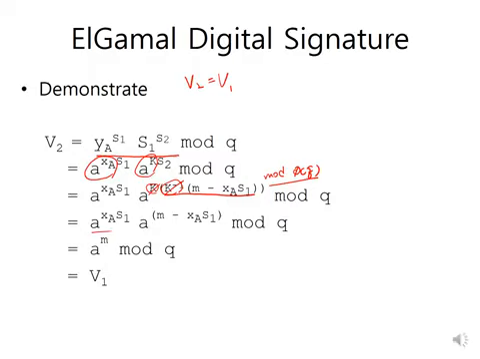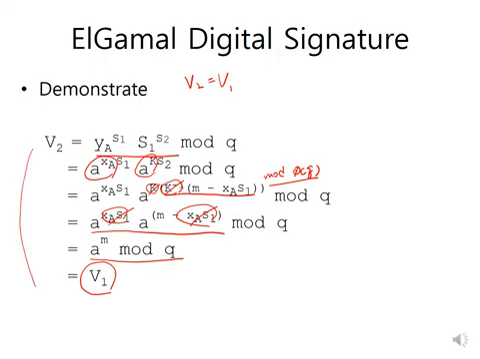And then we will get the result, A to the XA times S1 times A to the M minus XA times S1. And then we can see the XA times S1 can be removed here. And then the result will be A to the M mod Q, and this will be V1. So this is a procedure to demonstrate whether the ElGamal verification procedure is working correctly or not.